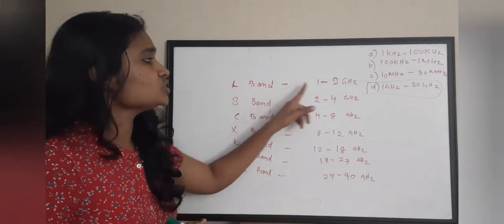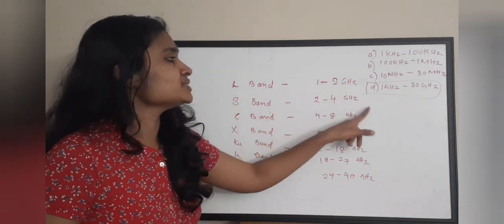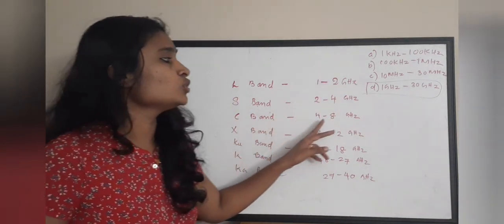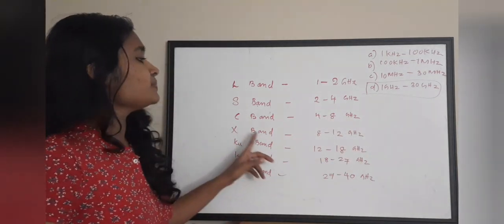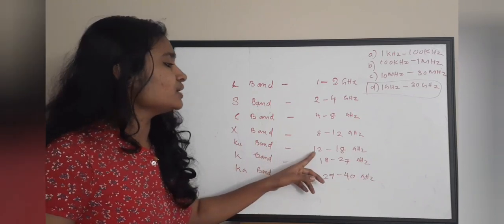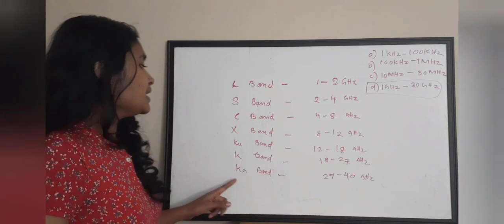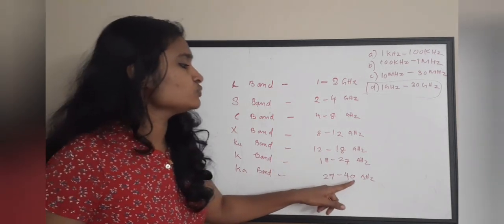For the L band, it is 1 to 2 gigahertz. S band, it is 2 to 4 gigahertz. C band, it is 4 to 8 gigahertz. And X band, it is 8 to 12 gigahertz. KU band, 12 to 18 gigahertz. K band, 18 to 27 gigahertz. And KA band, it is 27 to 40 gigahertz.